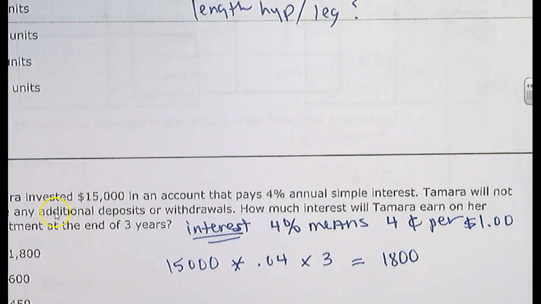So if you can draw out 15,000 $1 bills, put 4 pennies on each one of them, multiply that by 3 years, and that's how much money you would make. Not a lot, but definitely the answer of 1,800.